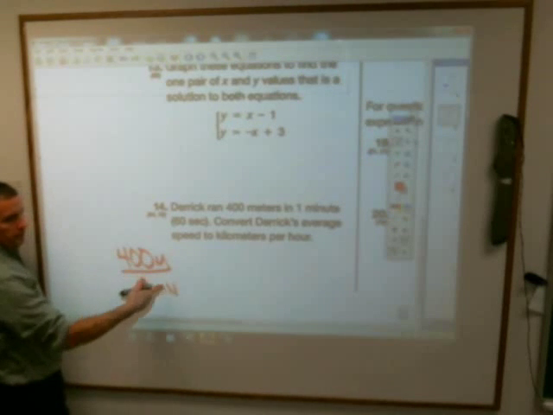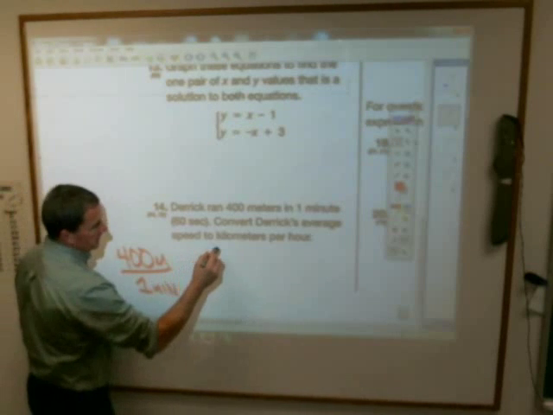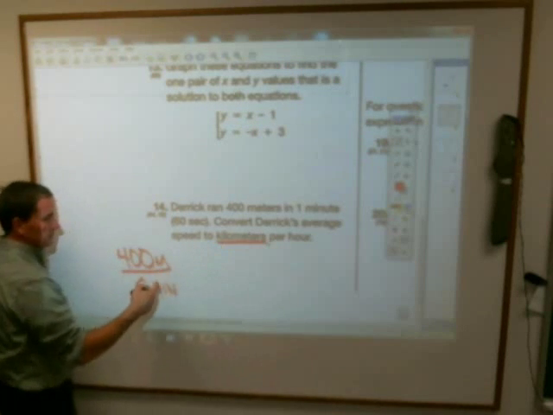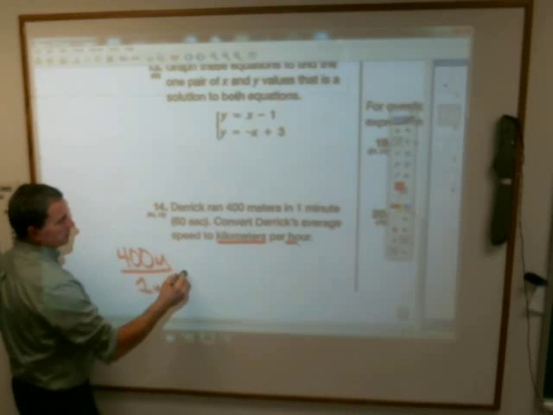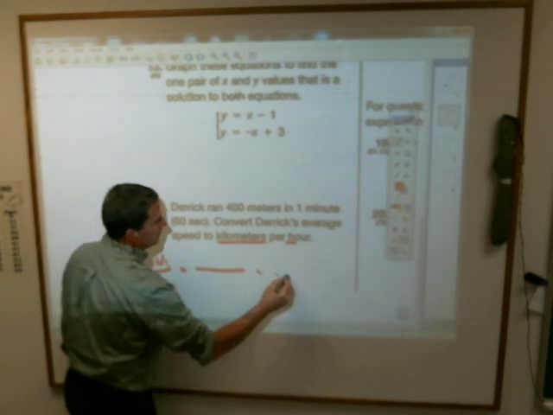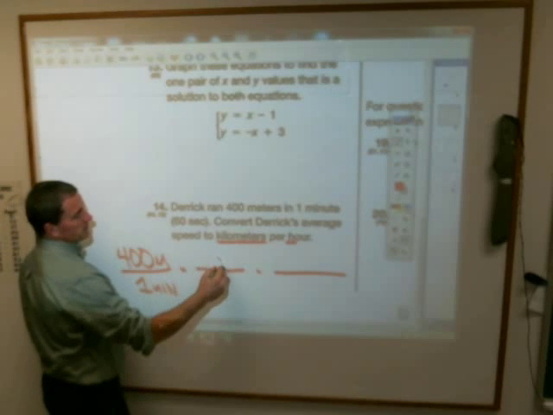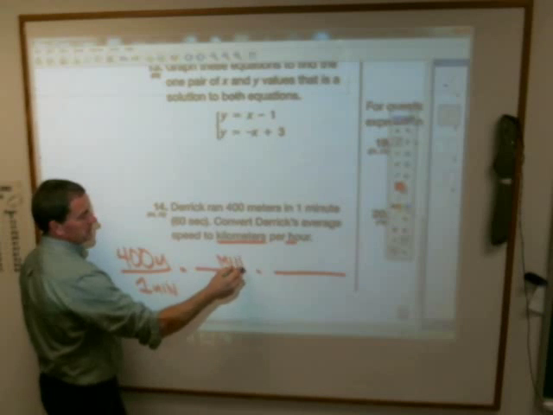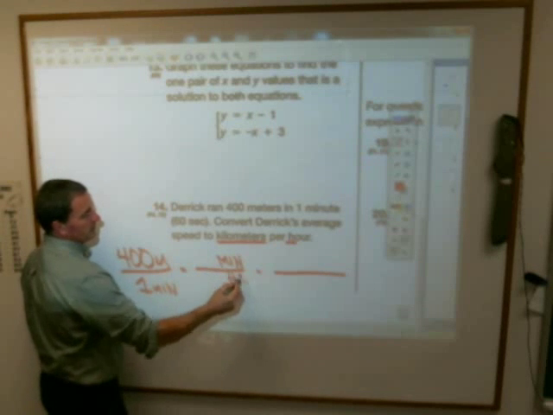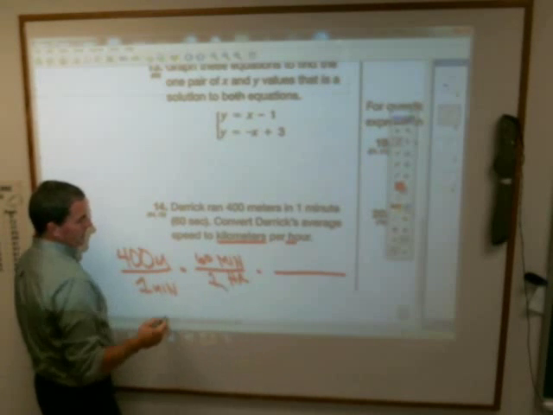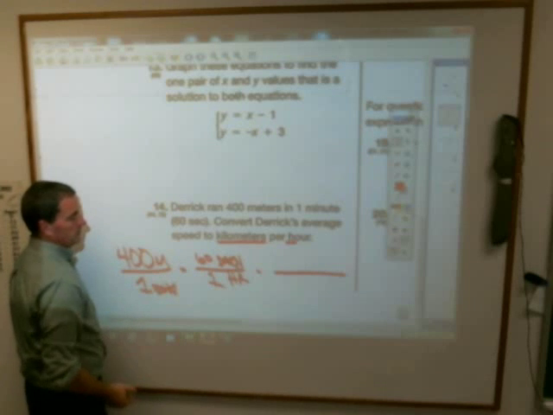You are changing both of these labels to something else. You're changing the meters to kilometers, and you're changing the minutes to hours. So you are going to need 2 unit multipliers. And it doesn't matter which one you do first, just pick. I'm going to change minutes to hours. Minutes have to go on top because it's on bottom here, hours on the bottom, there's 60 minutes in 1 hour. I have now changed it into hours.